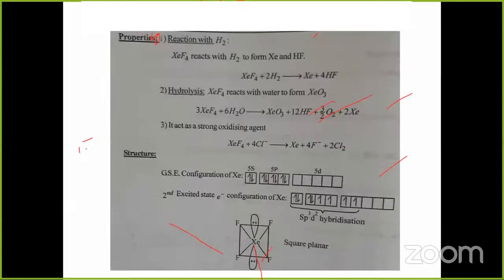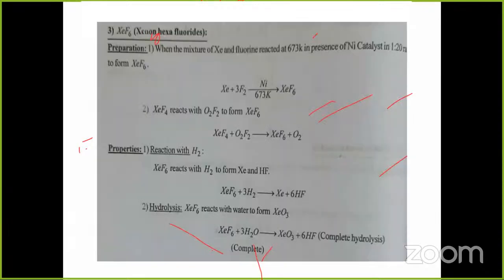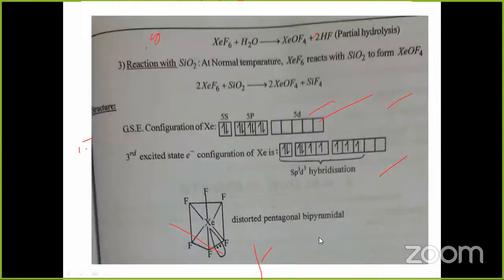There are 3 types: xenon difluoride, xenon tetrafluoride, and xenon hexafluoride. Now you see this is xenon hexafluoride. Here the hydrolysis reactions are very important. Xenon hexafluoride, when completely dissolved in water, gives xenon trioxide and hydrogen fluoride. And this is the xenon hexafluoride structure, distorted pentagonal bipyramidal geometry.